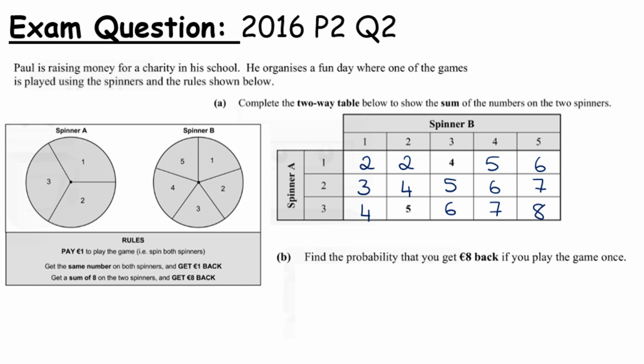What we're being asked in part B is to find the probability that you get €8 back if you play the game once. The way we get it back is if there's a sum of 8. There's only one way that this can happen. So the probability of getting €8 back is 1 out of 15. That's our probability of getting our €8 back.